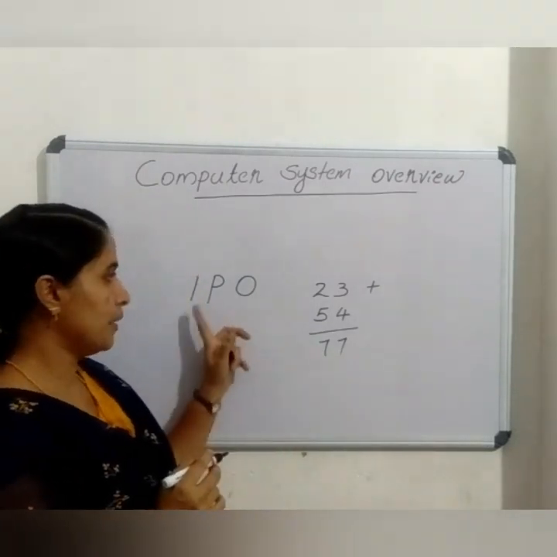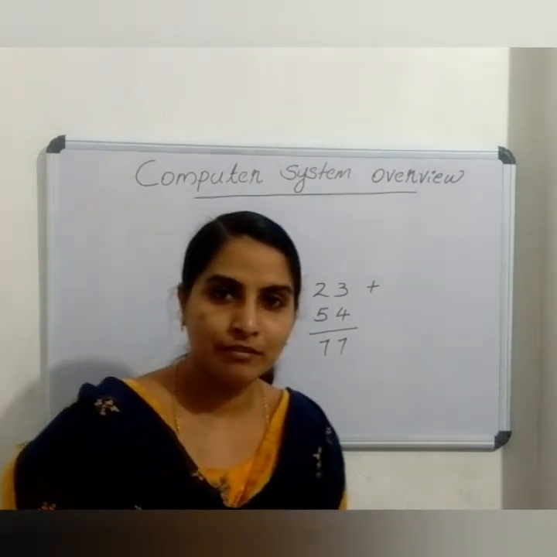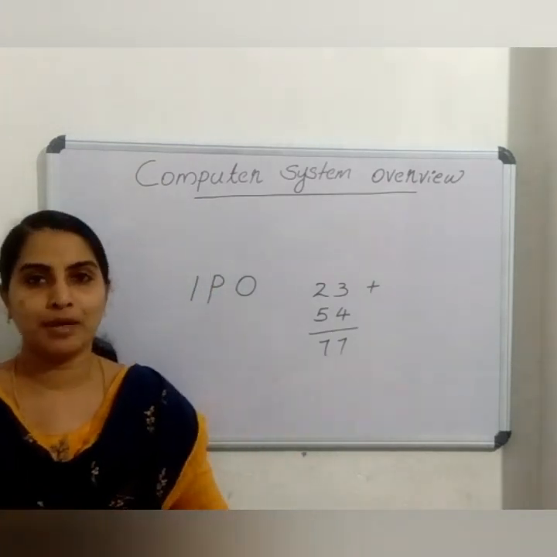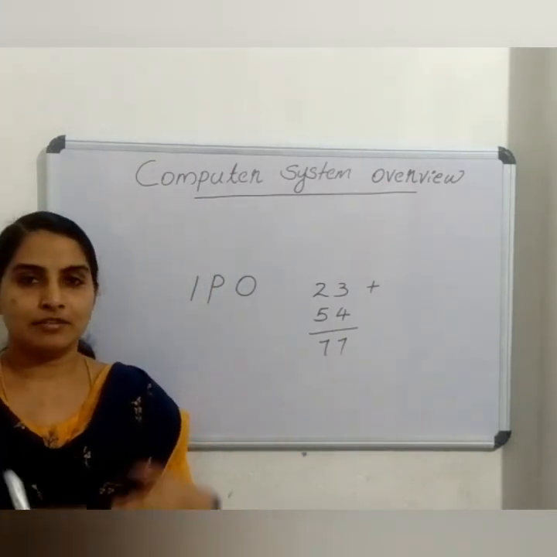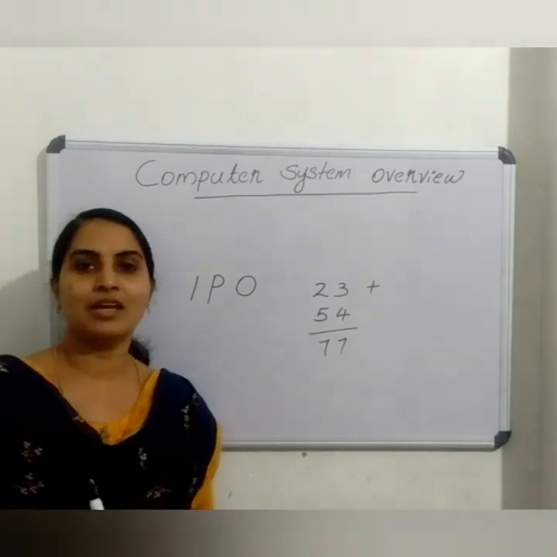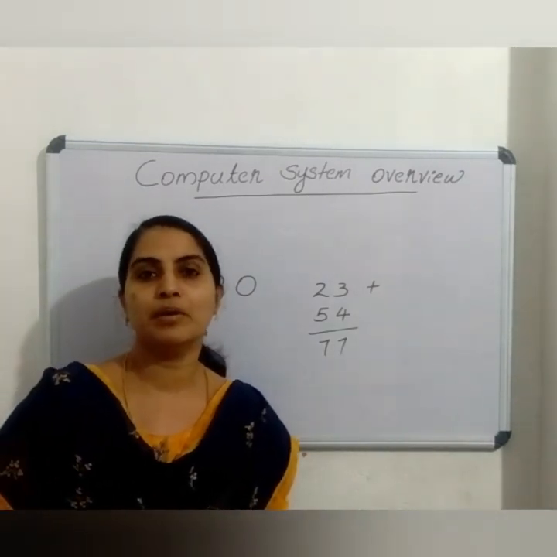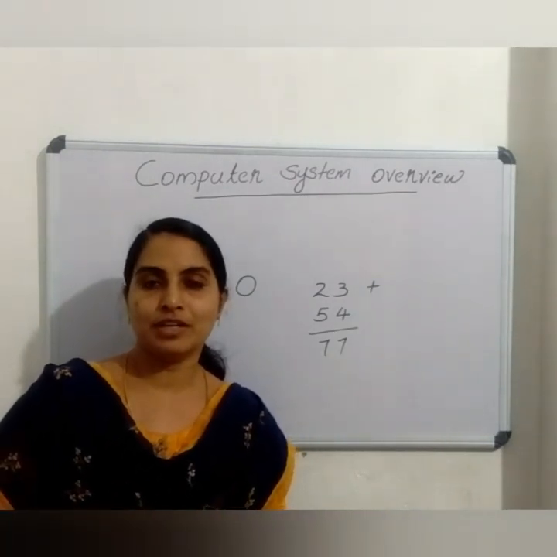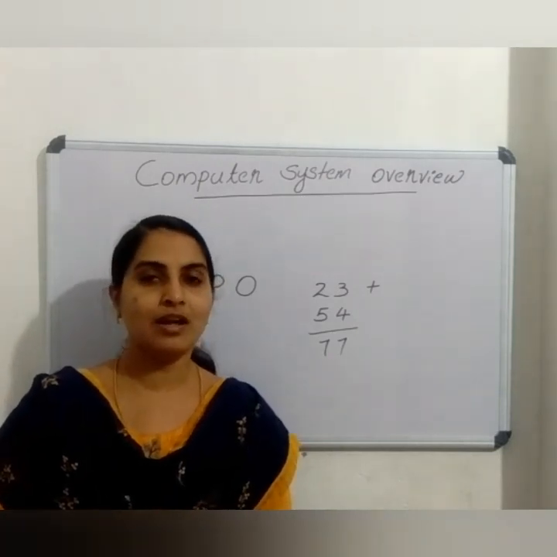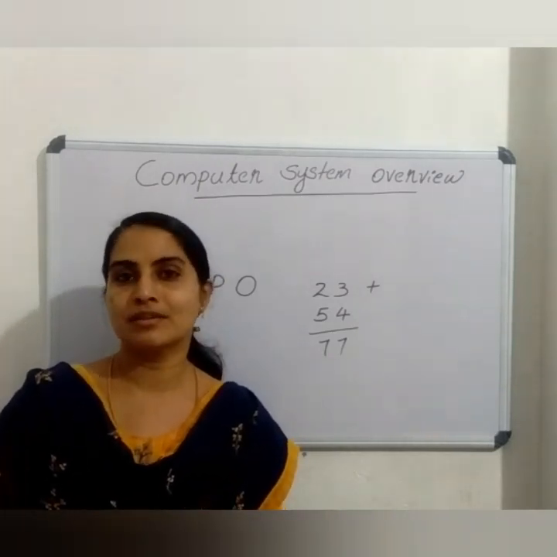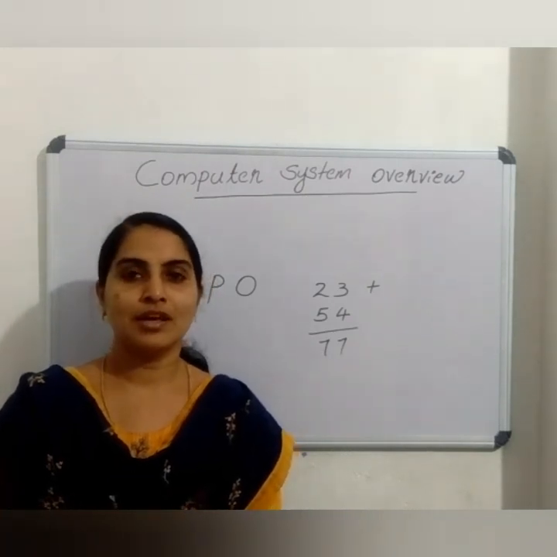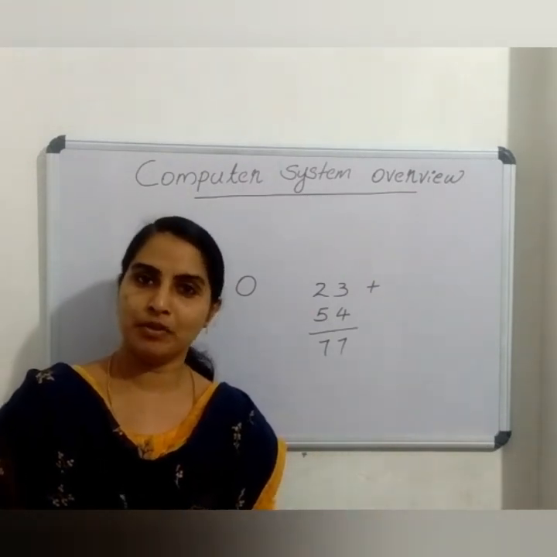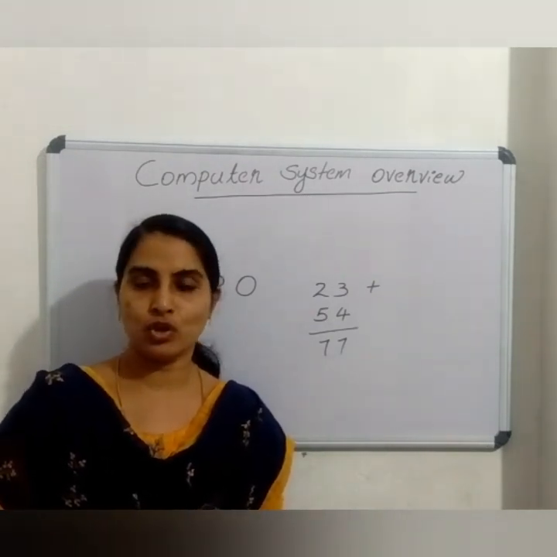Then we can connect this IPO cycle with any of the devices which is connected to the computer. For example, the functioning of an ATM. What is the input? At the beginning we are giving the input as the PIN number of the ATM. Then what is the process now? It checks whether the account number is matching with that particular card which you insert. Then if it is matching, it will prompt you to enter the service. That can be withdrawal or checking the balance or whatever it is.